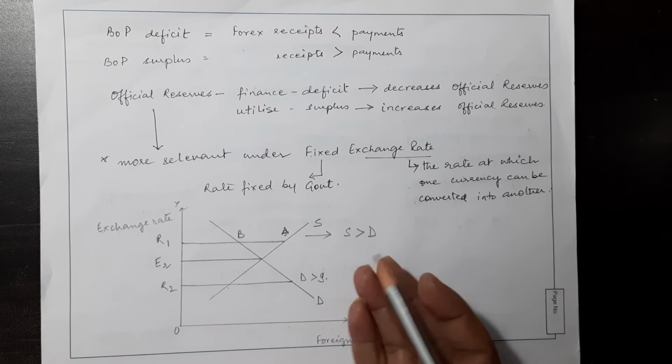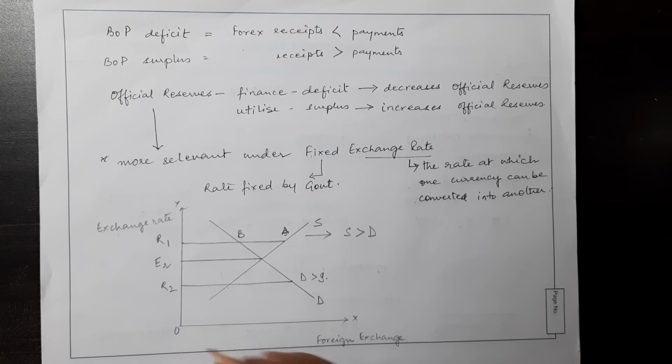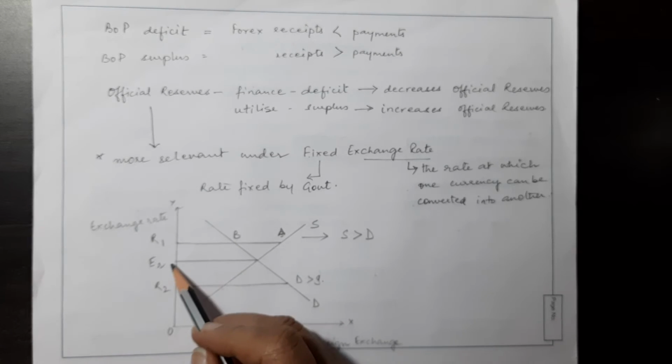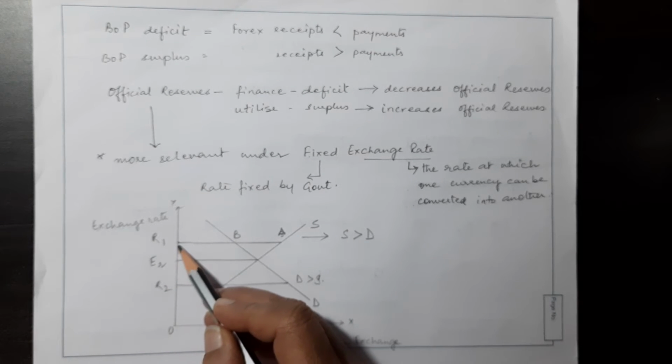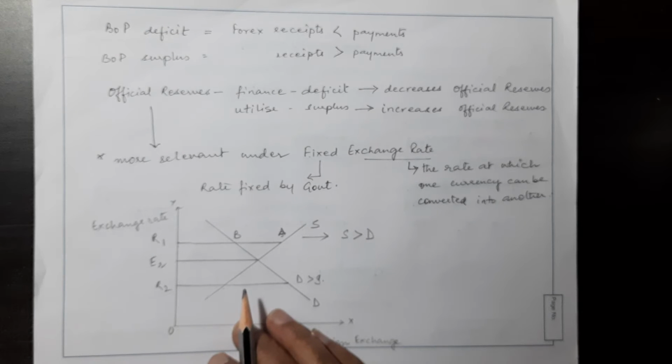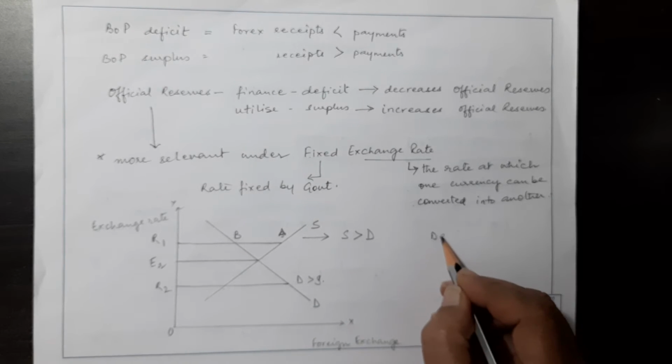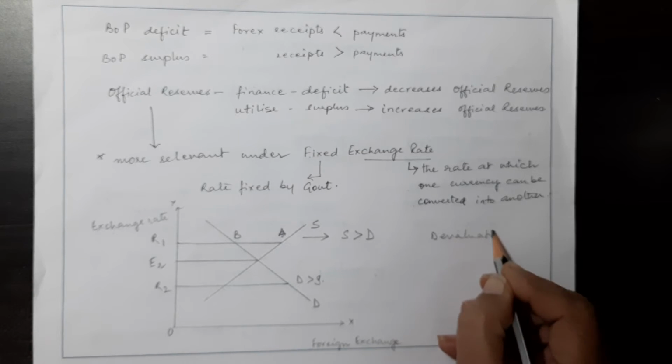So, this would bring in more supply of the foreign exchange and the official reserves would increase. This increase in rate, which makes the domestic currency cheaper in terms of a foreign currency, is called devaluation.